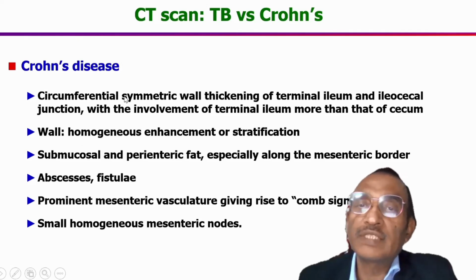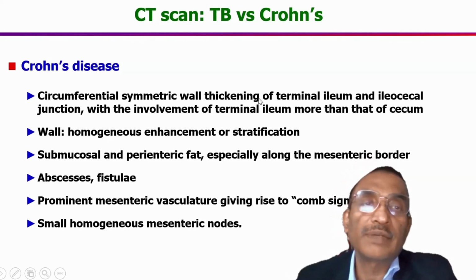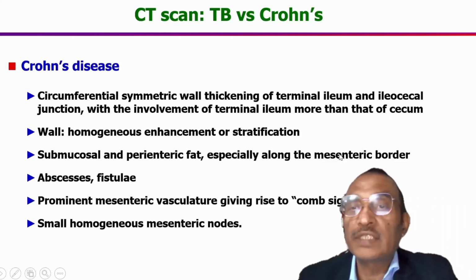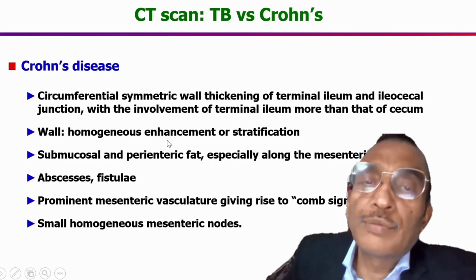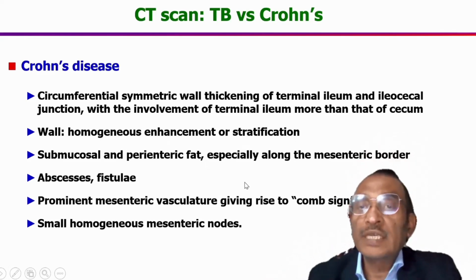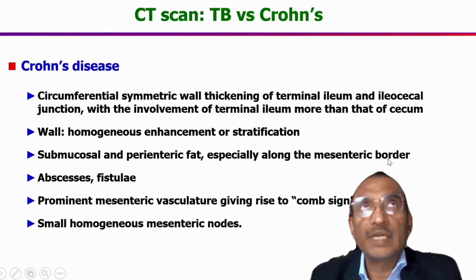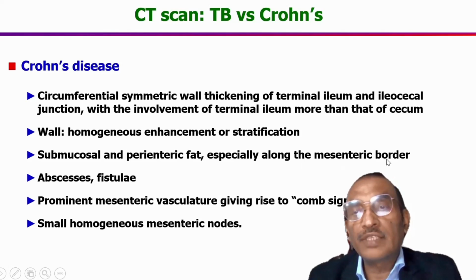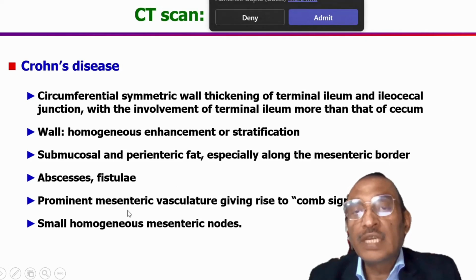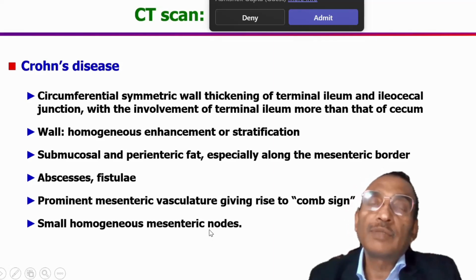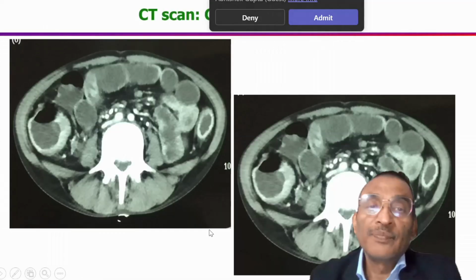In Crohn's disease, what happens? There will be circumferential symmetric wall thickening of the terminal ileum and ileocecal junction with involvement of the terminal ileum more than the cecum. So that makes the distinction. The wall will show homogeneous enhancement or stratification. There will be perienteric fat, especially along the mesenteric border. So mesenteric fat proliferation will be a sign. There will be abscesses and fistula and prominent mesenteric vasculature giving rise to the comb sign, and there will be small mesenteric lymph nodes. Mesenteric nodes will be more prominent in case of TB.